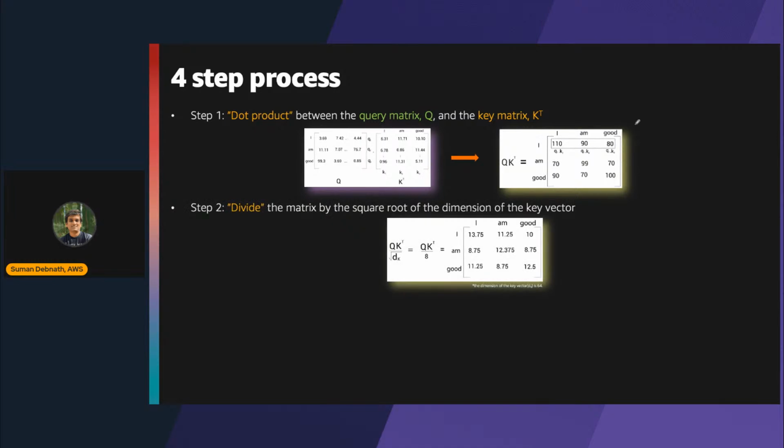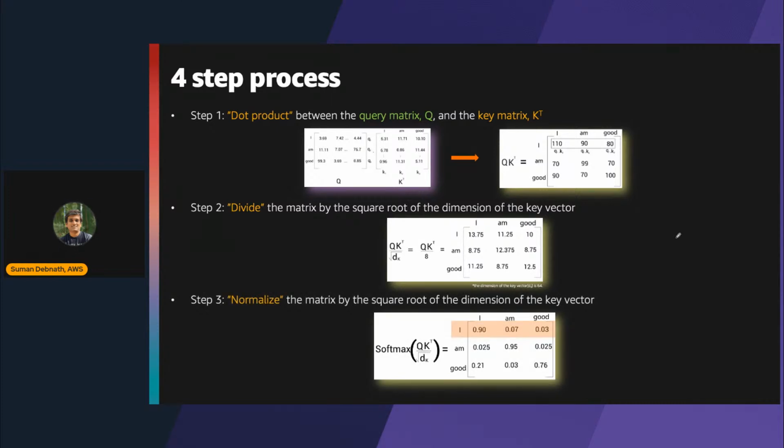What is the second step? The second step is very simple. We just divide this output, whatever we are getting here, by the square root of the dimension of the vector. If you remember, we used the vector size of 64 in the previous slide. So we just divide by the square root of 64, and we do this to get a stable gradient. Okay, so this is what we are doing in the second step.